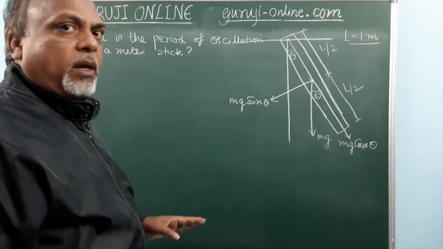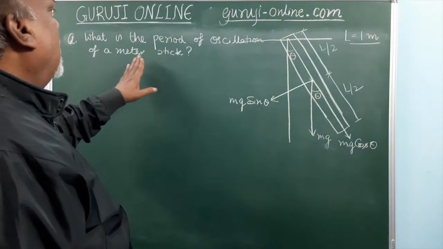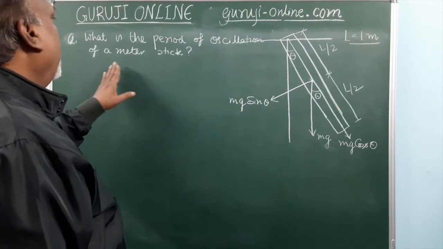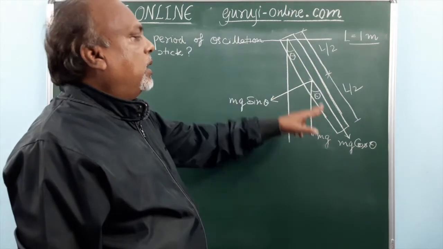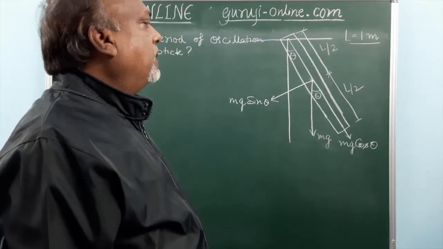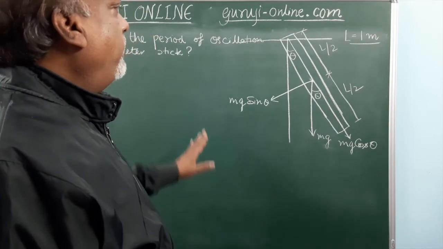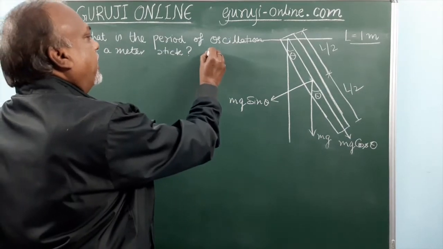So this was the first question: what is the period of oscillation of a meter stick? So this is a meter stick, its length is 1 meter, and we have to find out the time period T.